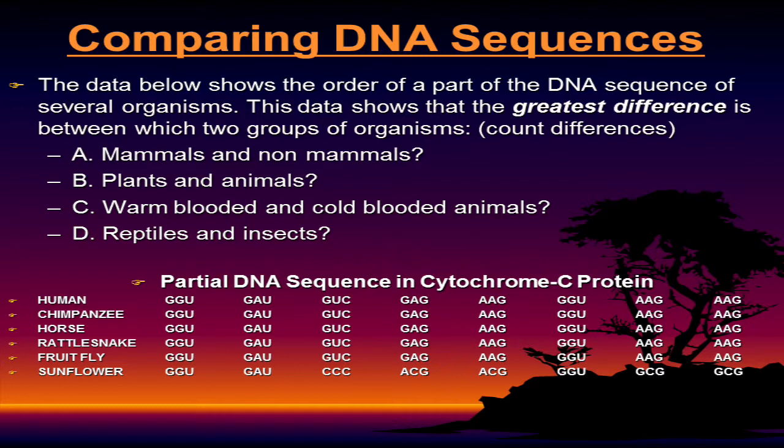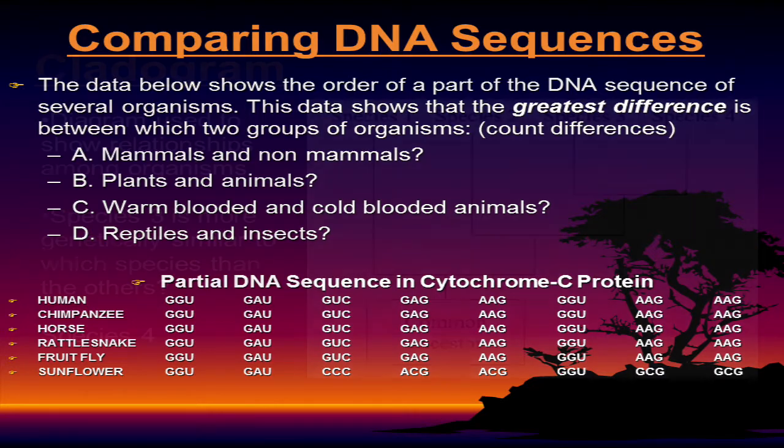A. Mammals and non-mammals. B. Plants and animals. C. Warm-blooded and cold-blooded animals. Or D. Reptiles and insects. Well, the sunflower is obviously a plant. What about the others? A human, chimpanzee, horse, rattlesnake, a fruit fly? Those are all animals. So the correct answer should be B, plants and animals.